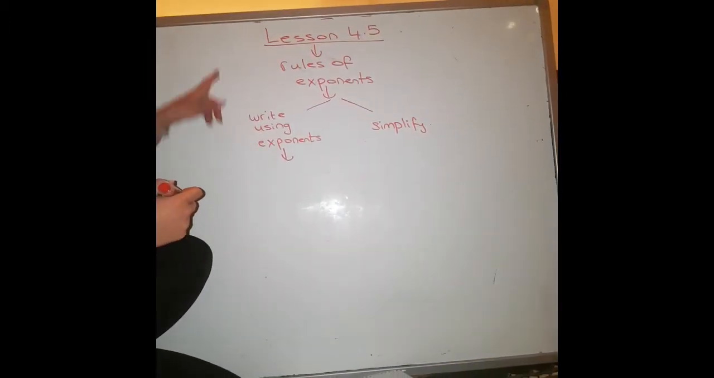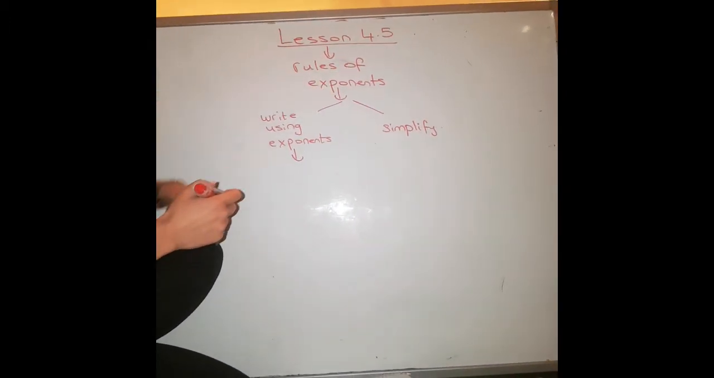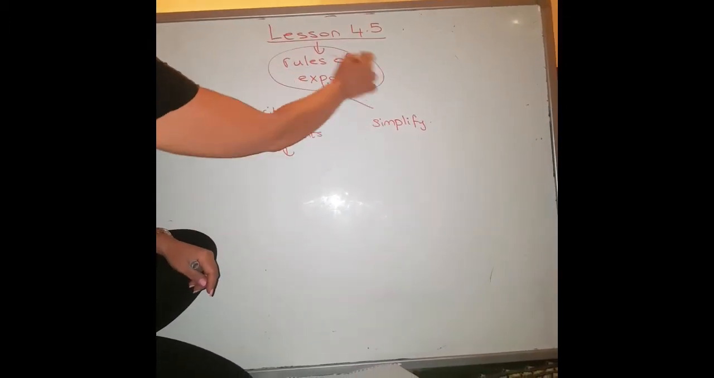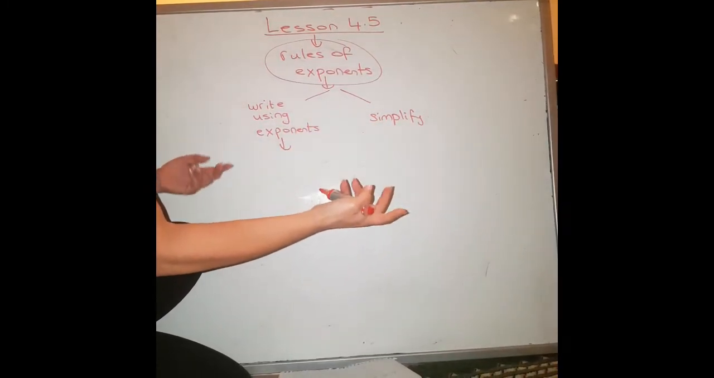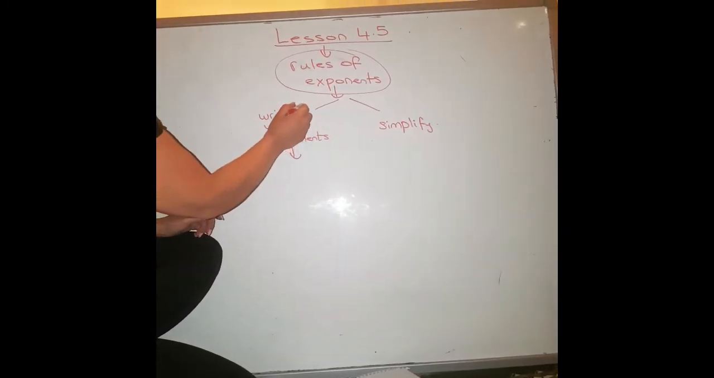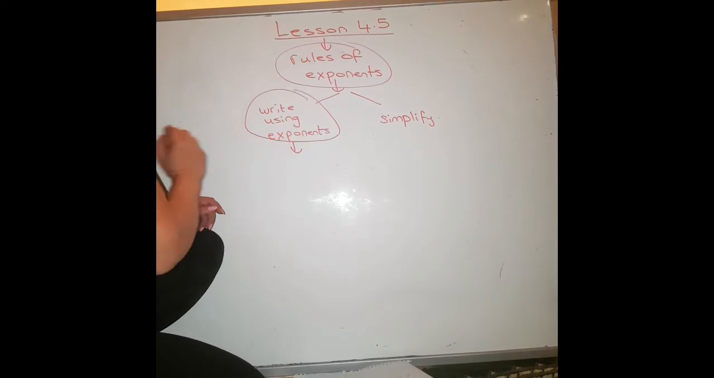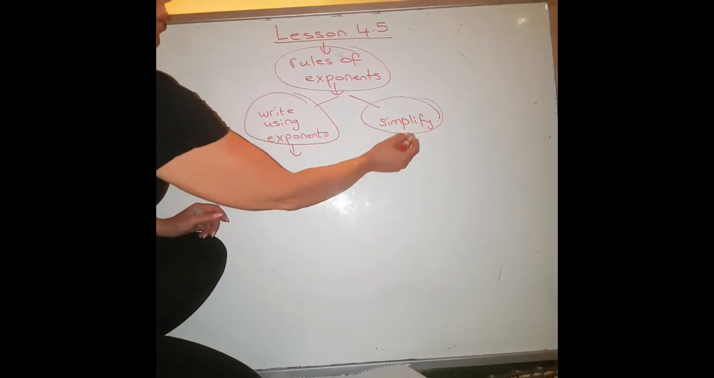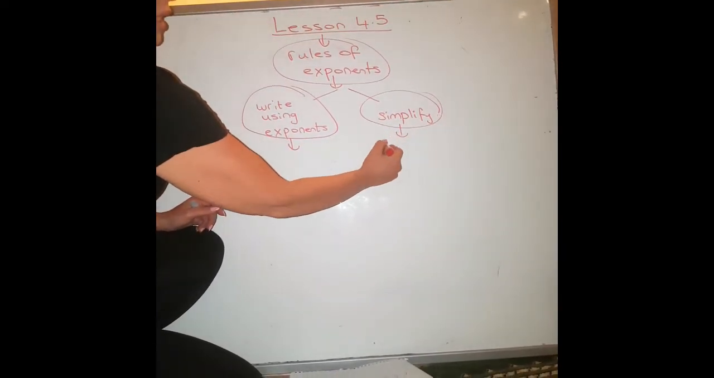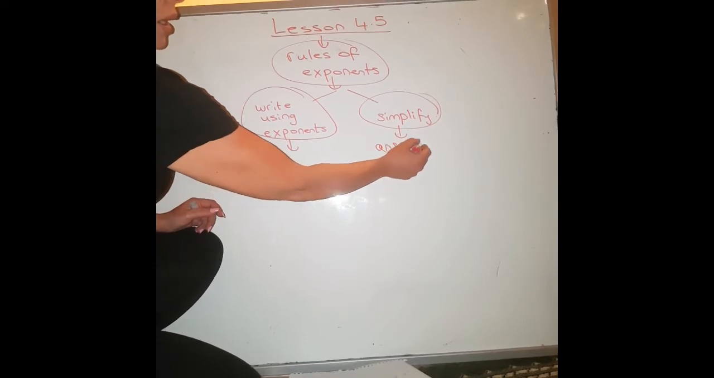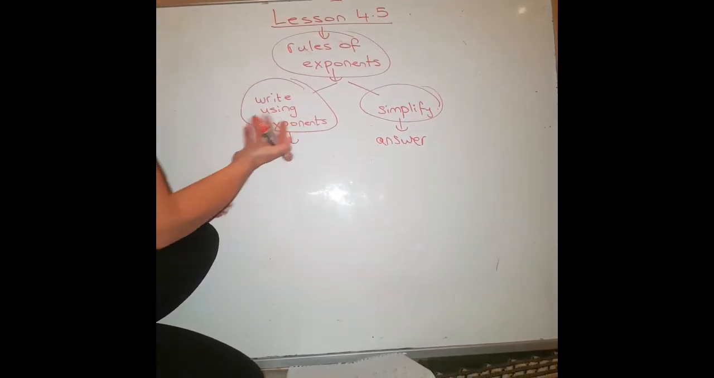Hello everyone, we're still in lesson 4.5 about the rules of exponents. There are usually two different types of questions. One question says write using exponents, one question says simplify. When they say simplify, you need an answer. Here you can keep it with exponents. What do I mean by exponents?